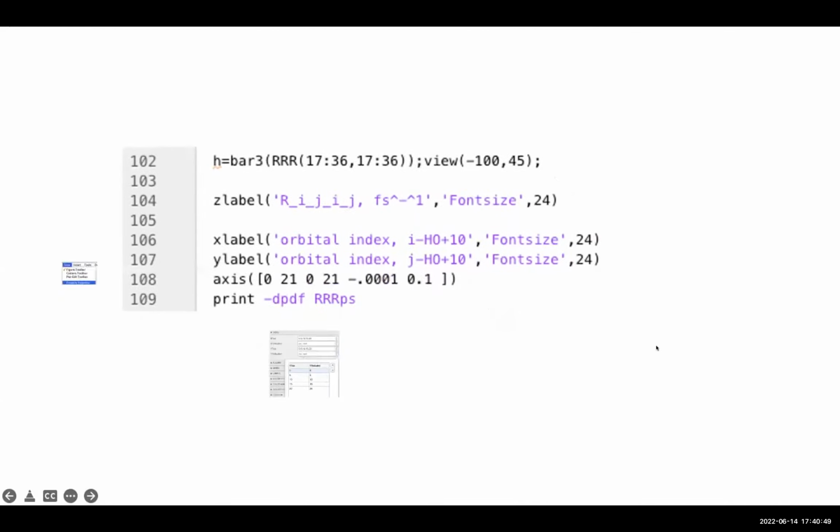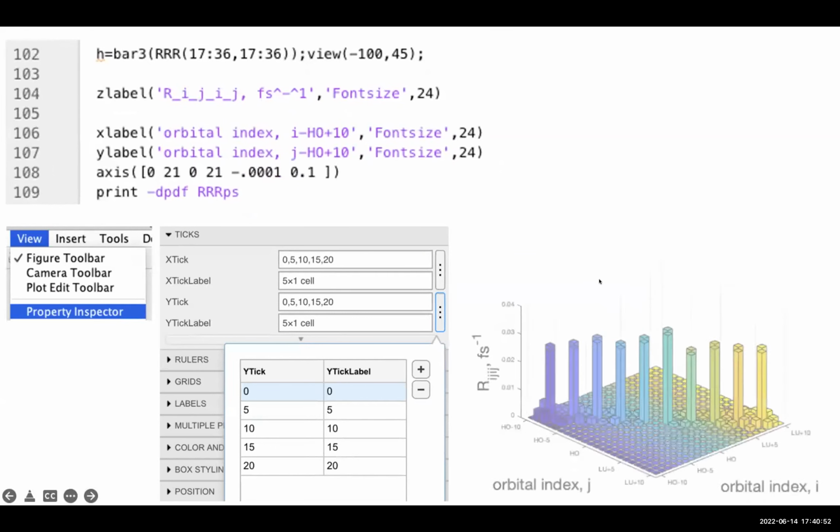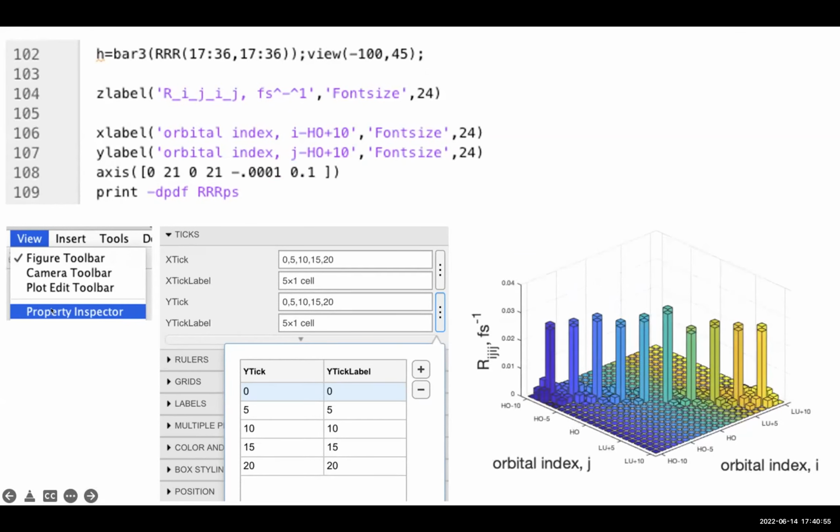So then, after you've made your graph, you can open the property inspector, which is in the view tab of the figure. Under ticks, you can adjust the actual locations of the ticks as well as what they're called. You'll notice that in my graph, I have them labeled as HOMO -10, HOMO -5, HOMO, LUMO +5, and LUMO +10. This is where you would make this adjustment. If you messed up the range, that would be adjusted under rulers here. You could adjust those labels, like I mentioned, under labels.